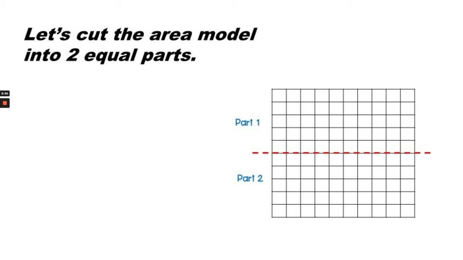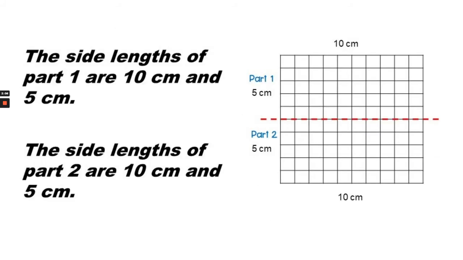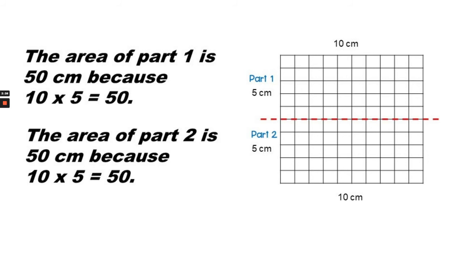Let's cut the area model into 2 equal parts. The side lengths of part 1 are 10 centimeters and 5 centimeters. The side lengths of part 2 are 10 centimeters and 5 centimeters. So the area of part 1 is 50 square centimeters because 10 times 5 equals 50. And the area of part 2 is also 50 square centimeters because 10 times 5 equals 50.